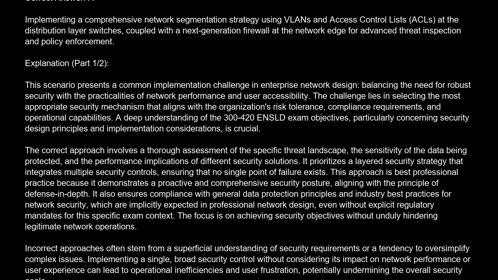The correct answer is A. Implementing a comprehensive network segmentation strategy using VLAN and access control lists, ACL, at the distribution layer switches, coupled with a next-generation firewall at the network edge for advanced threat inspection and policy enforcement. Explanation. This scenario presents a common implementation challenge in enterprise network design, balancing the need for robust security with the practicalities of network performance and user accessibility.